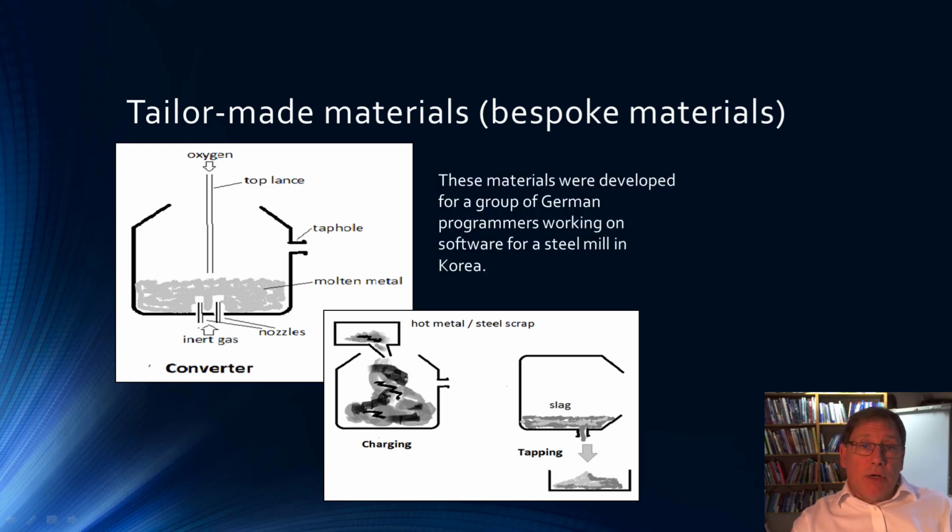But actually, these materials were developed for a group of German software experts, so programmers working on software for a steel mill in Korea. These were IT people. They work in the IT industry. Their English was quite good, but they were moving to a project in Korea. They had to work with a customer, a client in Korea, a steel mill in Korea, and they had to be able to understand the local context, the local language, the customer's processes in order to design the software.